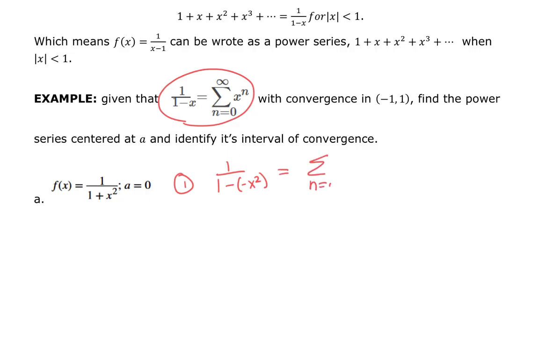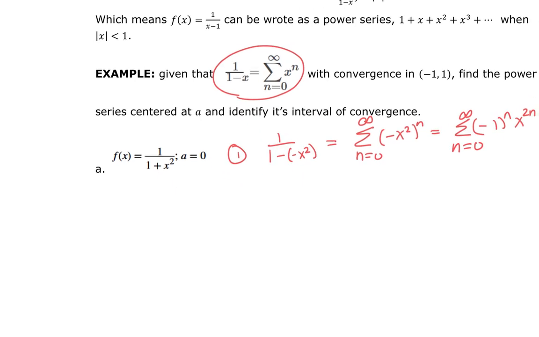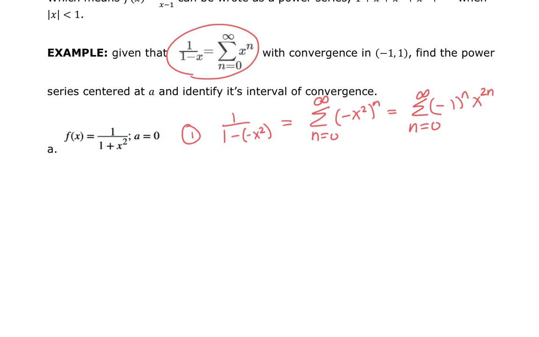I can write this as the summation of n equals 0 to infinity of negative x, the quantity squared, raised to the n. Now I'm going to rewrite this as the summation of n equals 0 to infinity of negative 1 to the n, x raised to the 2n. The reason I'm going to do that is because for a power series, I need my variable, or my variable minus a number, raised to the power. This negative 1 is a coefficient, so I need to break it apart. So this is where I am. This is the first step.